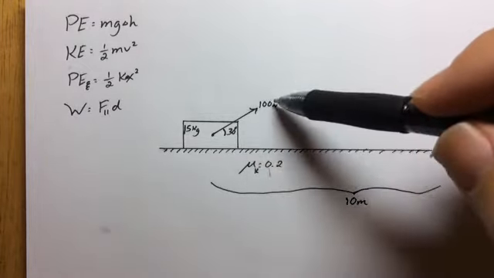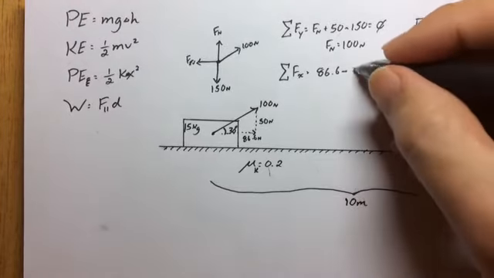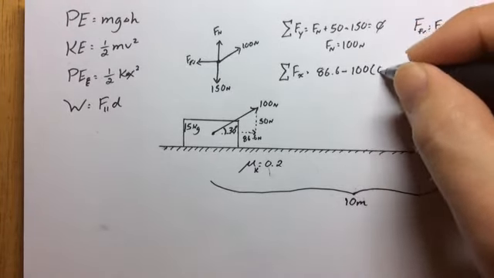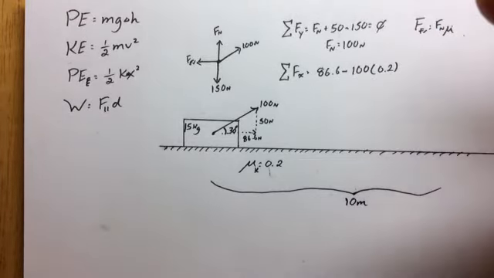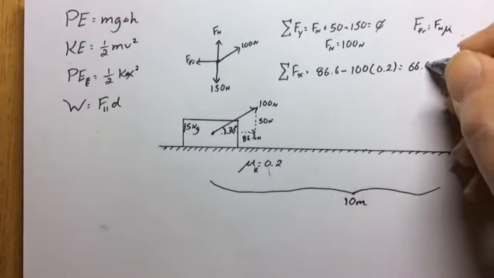All right. So the other thing we need to look at is the x direction, the sum of all forces in the x direction. The forces in the x direction, we've got 86.6 pulling to the right, and we've got a force of friction pulling to the left. Well, force of friction is normal force times mu. And we have normal force, that's 100. Mu is 0.2. Okay? So what's 100 times 0.2? Well, that's going to move the decimal over two places. And so we've got 20. So 86.6 minus 20 is 66.6.